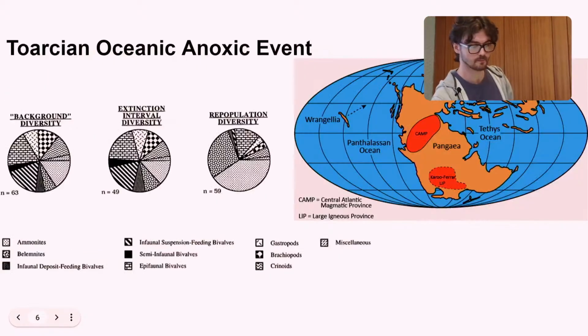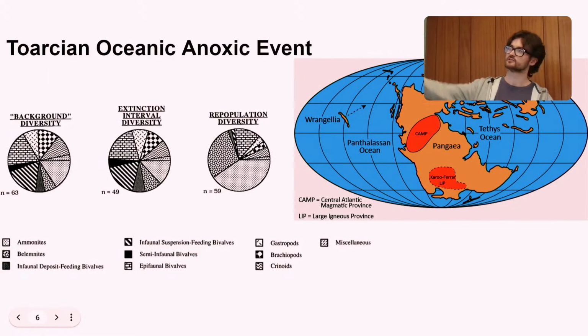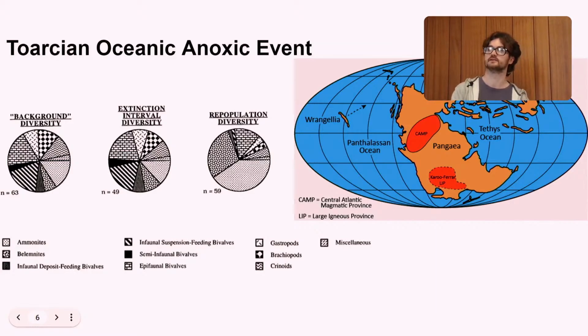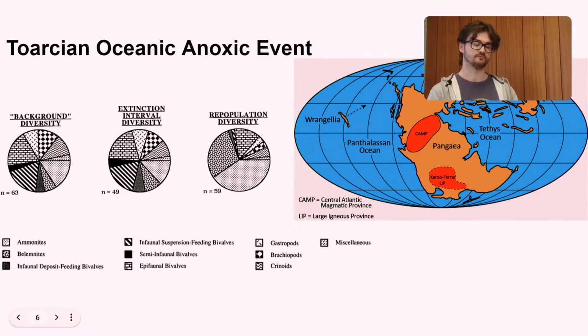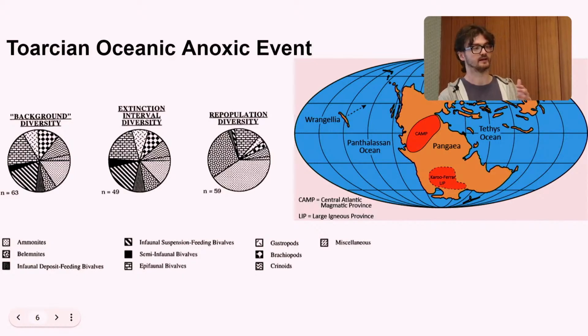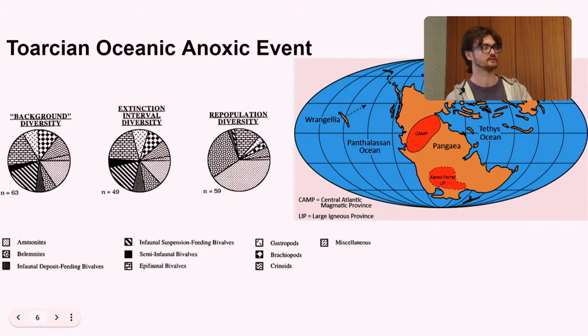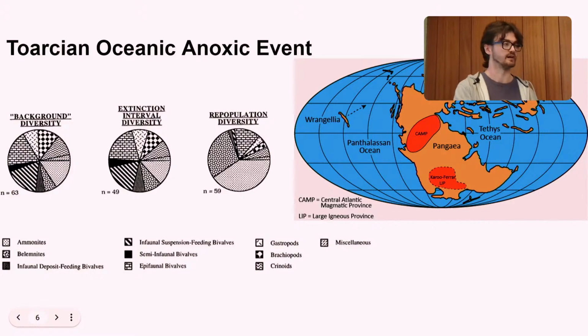Something else that's worth mentioning about Strawberry Bank is that it was deposited at the same time as the Toarcian Oceanic Anoxic Event. So this was a time when there was a lower amount of oxygen in the water compared to usual. It's been linked to the Karoo-Ferrar Large Igneous Province formation, basically a massive volcano forming on Gondwana, so what is now South Africa, Antarctica and Australia.